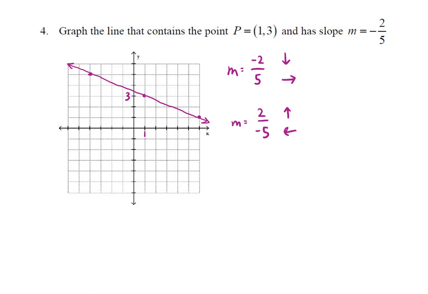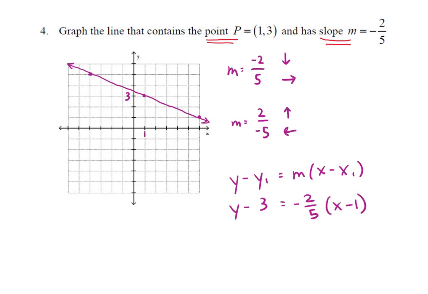You want to draw your line, not just to connect the dots, but you want it to go from edge to edge of the frame that you have here, with arrows on both sides to make sure it continues on and on. And the question doesn't ask for it, but let's go ahead and practice writing the equation of this line. We know that we have a point and we have a slope, so we're going to use the point-slope form. You're going to say y minus y1 is equal to m times (x minus x1). Let's fill in those pieces. So I have y minus 3 is equal to -2/5 times (x minus 1). And there's the equation of the line.